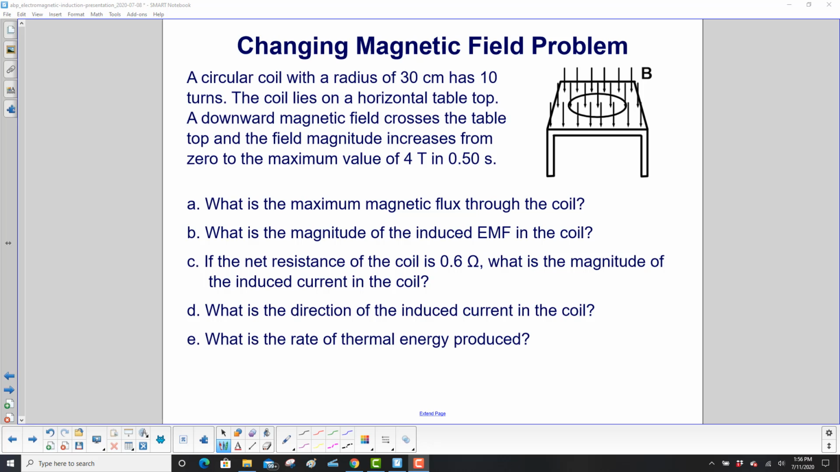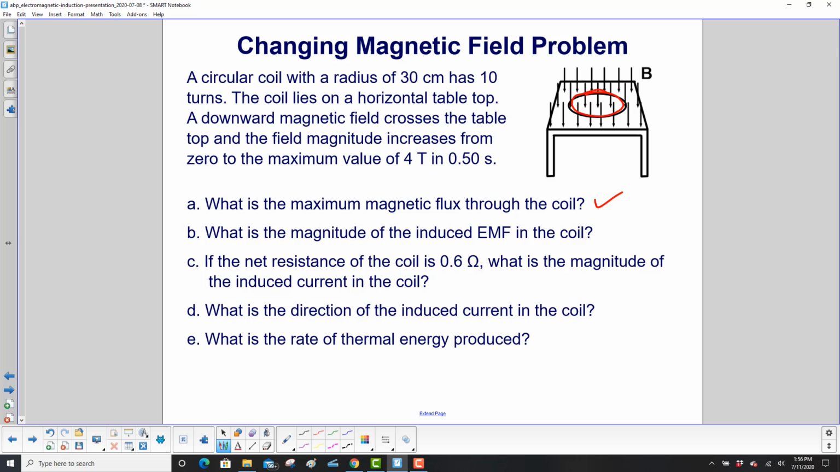Changing magnetic field. We have a circular coil, and that's this guy here. It lies on a horizontal tabletop. A downward magnetic field crosses the tabletop, and the field magnitude increases from 0 to a maximum value of 4 Tesla in 0.5 seconds. What is the maximum magnetic flux through the coil?